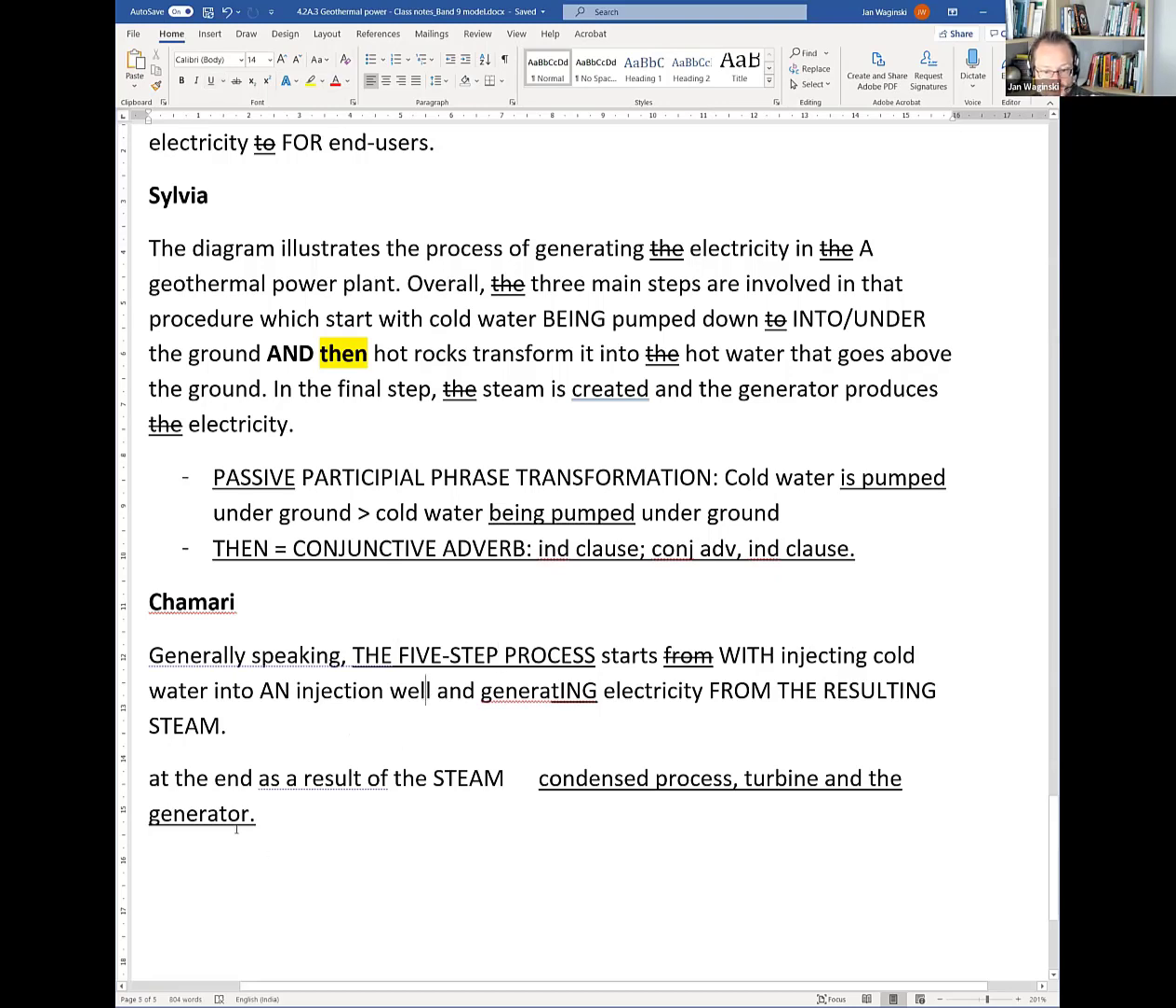I'm not crazy about this, especially because a reader is not going to know what an injection well is. Can we make this more general? Where is the cold water injected? Into the... Imagine you're explaining this to a kid in grade 2. Underground. Okay, deep underground.